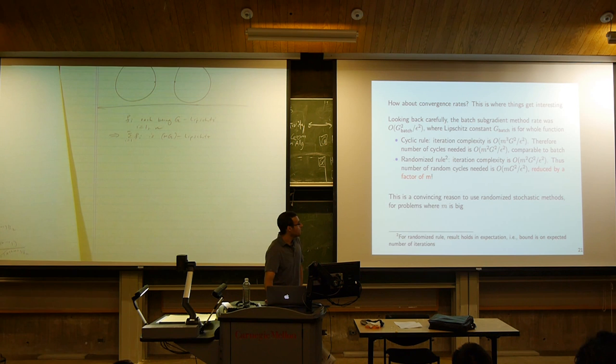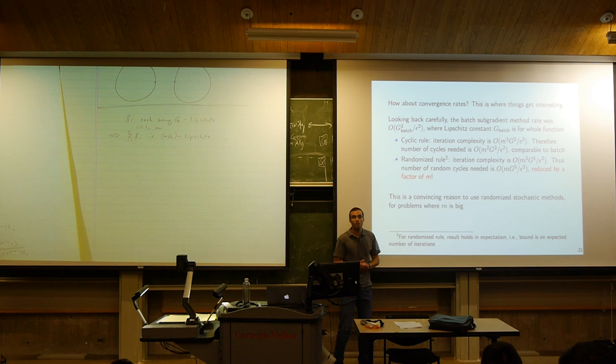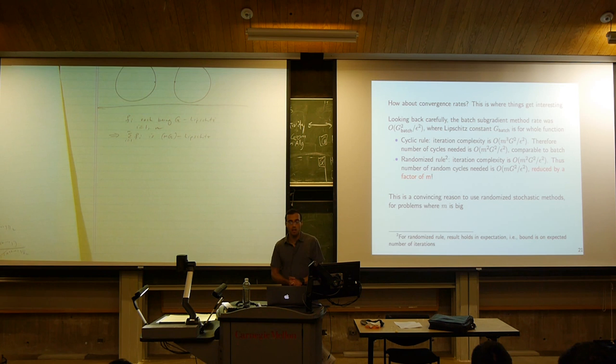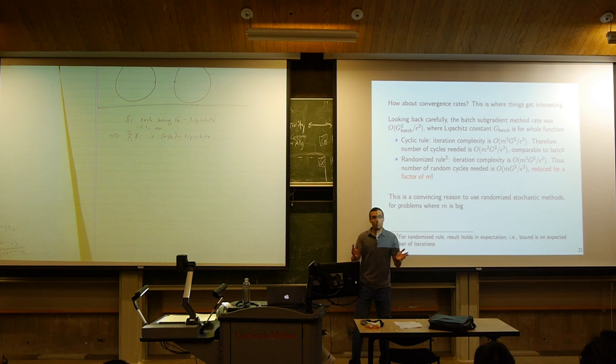Now, maybe an important thing to point out is that this should not be damning for the cyclic rule. I don't think we're supposed to look at this and say the cyclic rule is definitively much worse than the randomized rule. It's that this is a worst case bound. The cyclic rule is just an algorithm that's deterministic. That's a worst case bound. This is an average case bound.